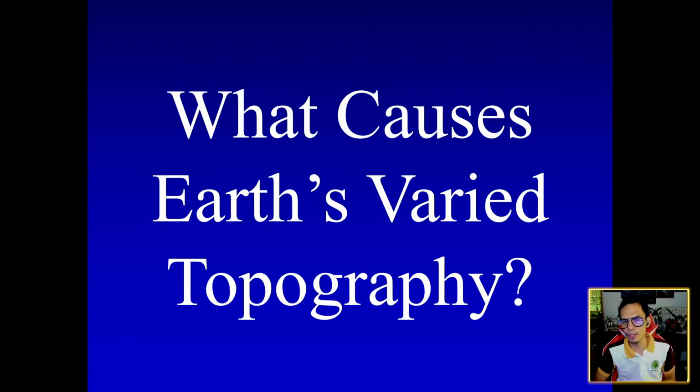So the question that we will first ponder is, what causes Earth's varied topography? When we talk about topography, this is the land formation. There are plateaus, plains, mountains, rivers, oceans, trenches, something like that. So what makes this varied topography possible? What causes this varied topography? Mainly, what we are going to talk about here is elevation.